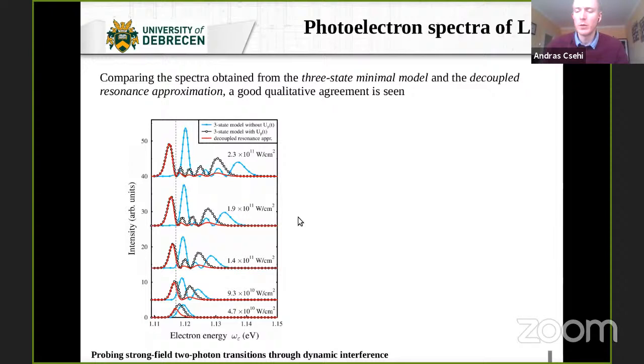What I want to highlight also is that when we exclude the individual Stark shift from our model, this is what we get.